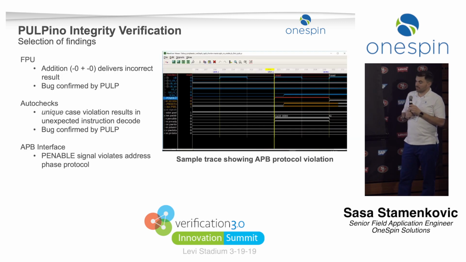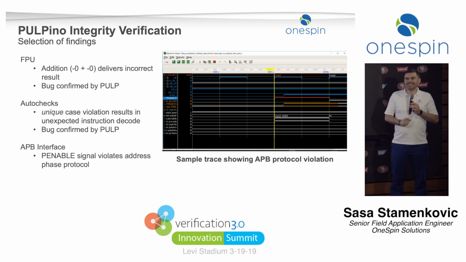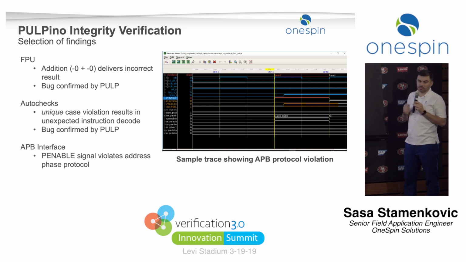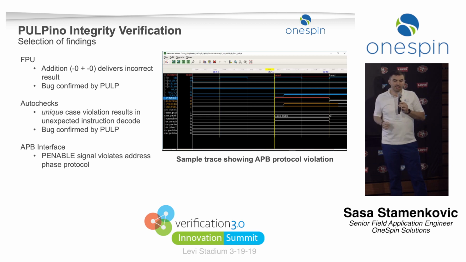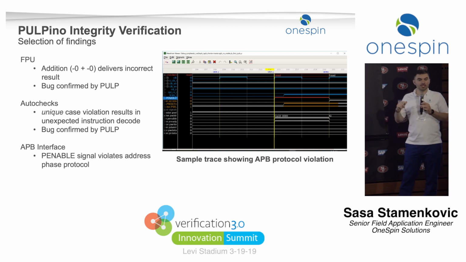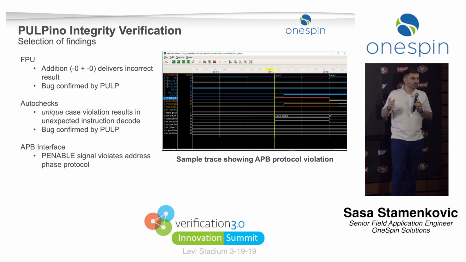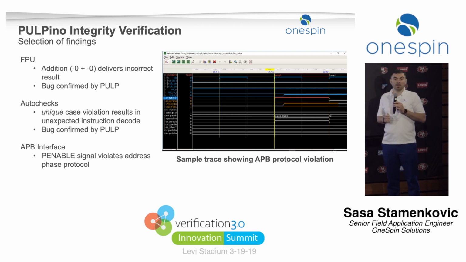One last slide is probably the most important. So what did you find, right? While running and creating all this verification environment, our floating point unit verification app found a corner case where adding 2 negative zeros actually produces positive 0. So instead of being minus 0, it was plus 0. This was already confirmed by the Pulp team to be a bug, and it's being fixed.